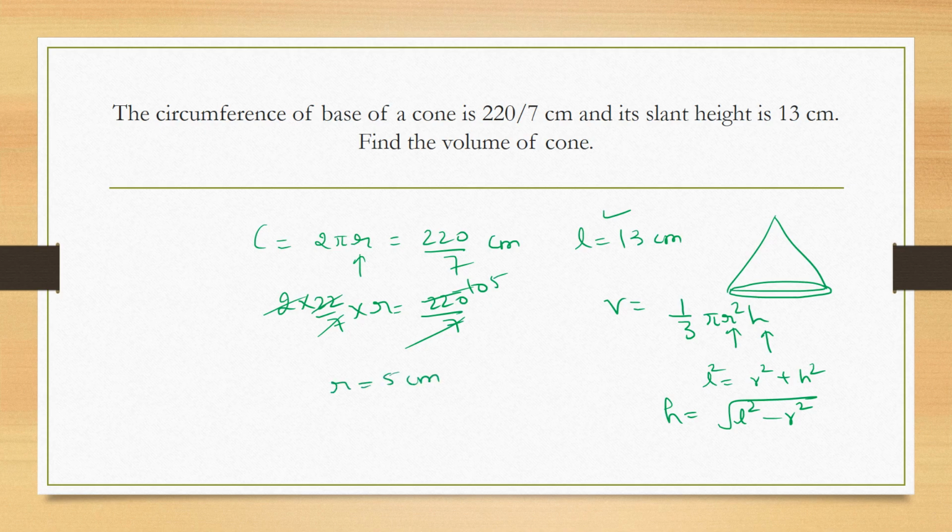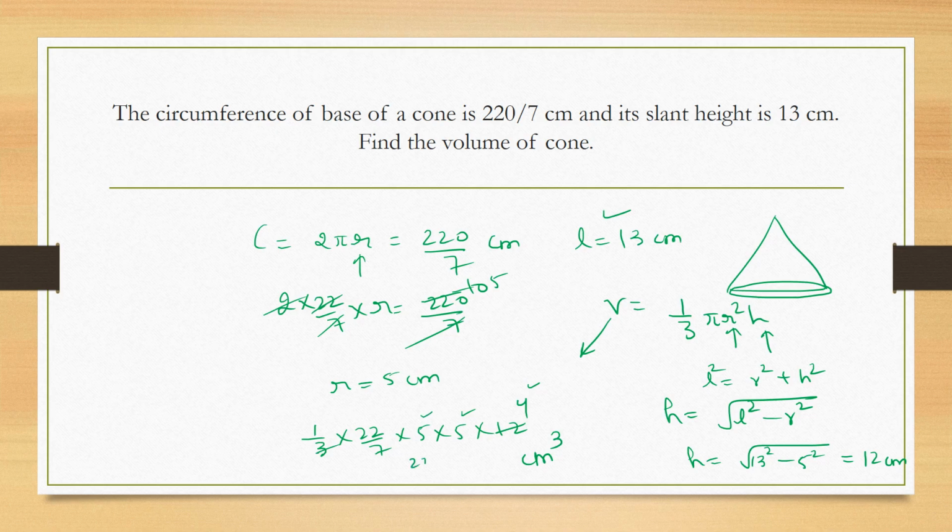5 centimeter. So H becomes the square root of L square, that is 13 square minus 5 square. So it is 169 minus 25, that is 144. So 12 centimeter. Now volume becomes 1 by 3 pi R square H. Correct? You can solve it further. That will be in centimeter cube your answer. So 5 fours are 20, 25 twos are 100, 2200 by 7.